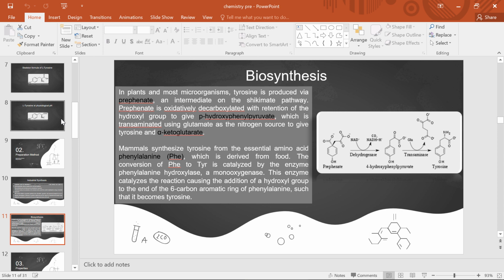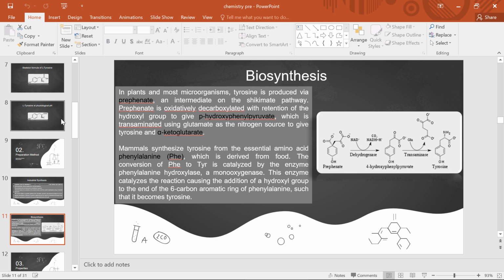Now let's focus on biosynthesis. In plants and most microorganisms, tyrosine is produced via prephenate, an intermediate on the shikimate pathway. Prephenate is oxidatively decarboxylated with retention of the hydroxyl group to give p-hydroxyphenylpyruvate, which is transaminated using glutamate as the nitrogen source to give tyrosine and alpha-ketoglutarate. As you can see in the diagram, how the bonds are breaking and molecules are combining to form the molecule tyrosine.